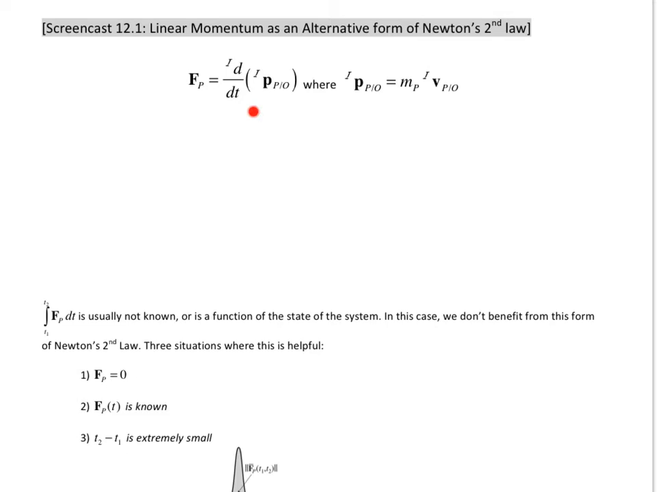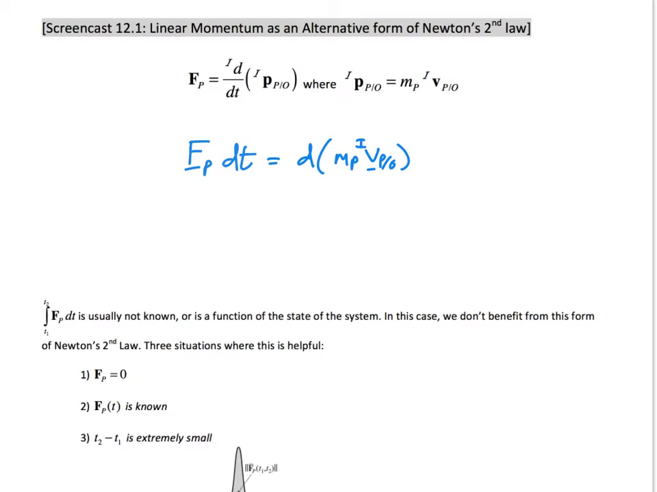So now let's start rearranging this form of F equals ma into something that's useful for us. So we'll take our force, F sub p, and multiply it times dt. So we're just taking our dt and moving it to the left side. And this leaves the differentiation of m sub p times our velocity, p with respect to o, as observed in the inertial reference frame, on the right-hand side.